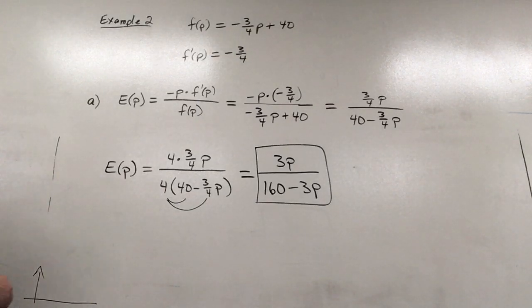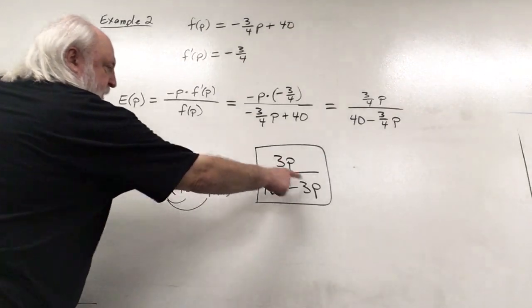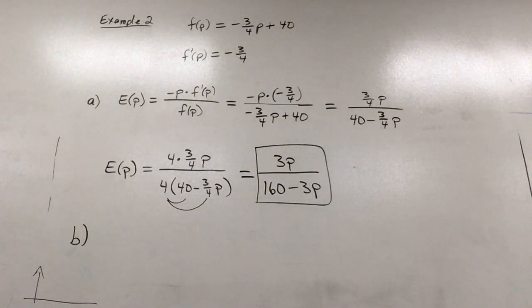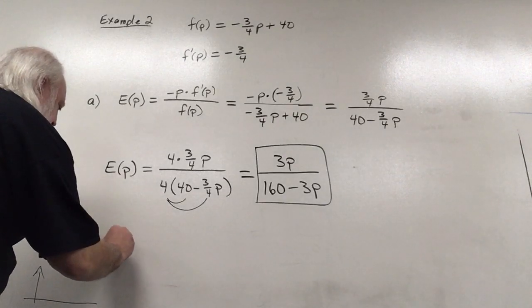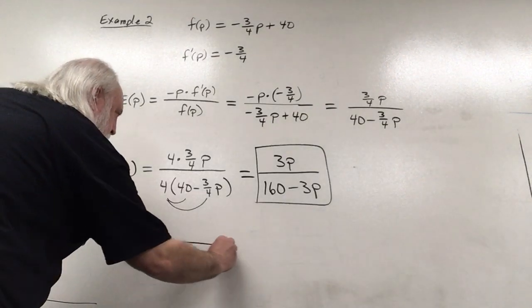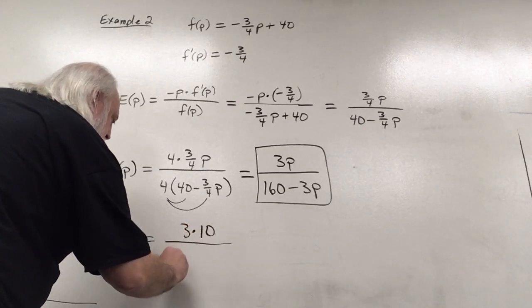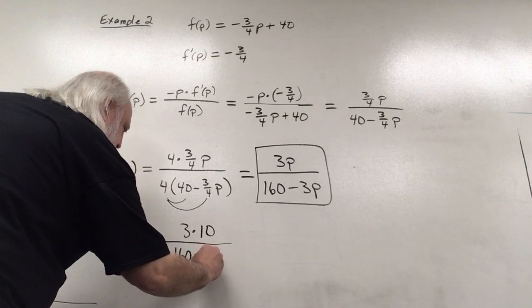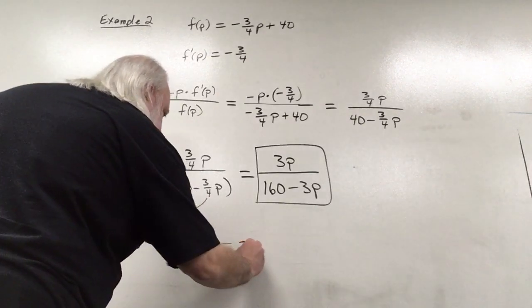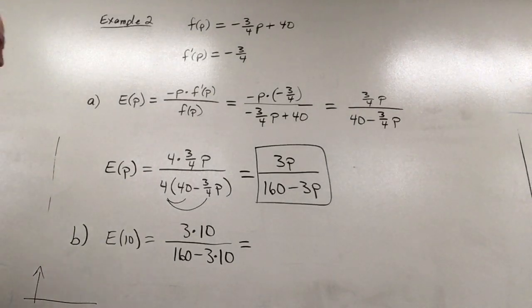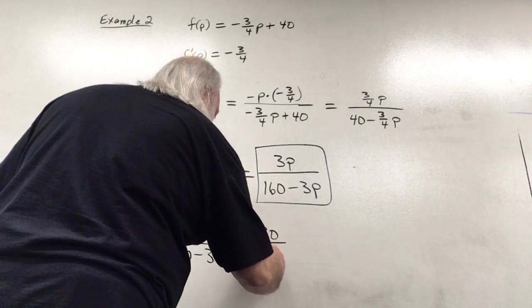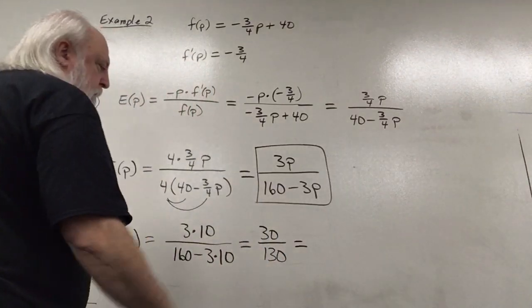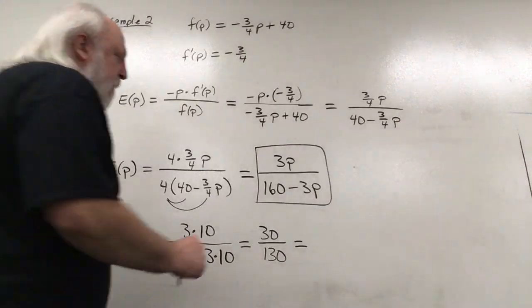In B, you're asked, is the demand elastic, unitary, or inelastic when the price P is equal to $10? Well, to determine that, we got to put in 10 for P in the elasticity function. So we have E of 10 is equal to 3 times 10 over 160 minus 3 times 10. Well, the numerator is equal to 30. The denominator is equal to 130. And 30 over 130 simplifies to 3/13.